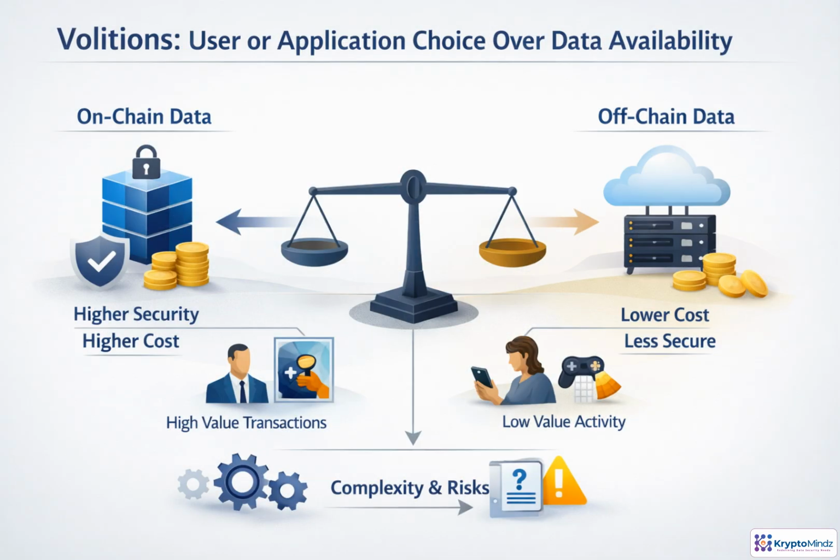Volitions let one system offer two data availability choices. For high-value activity, users or applications can choose on-chain data and pay more for stronger recovery guarantees. For lower value or frequent actions, they can choose off-chain data and accept extra assumptions for lower cost. The trade-off is flexibility versus clarity. If users do not understand which mode protects which assets, the system can appear safer than it really is.